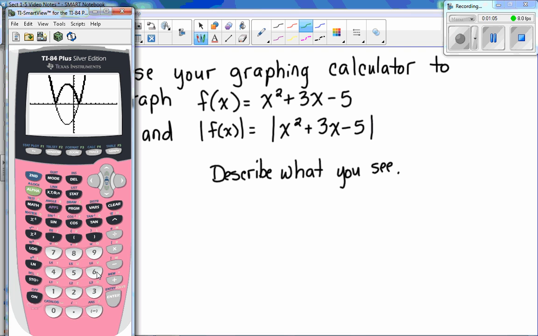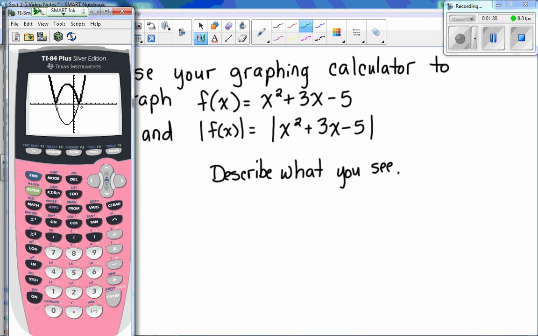So you should have gotten this graph, and if you notice, there are certain parts of it that look the same. The parts that were above the y-axis, those are the same. It traced over the same part. But the part that was below the y-axis, notice what happened to it. It got reflected over. I'm sorry, I said the y-axis, but I meant the x-axis. The part that was below the x-axis was reflected above it.